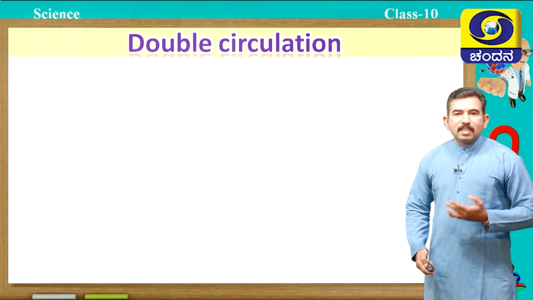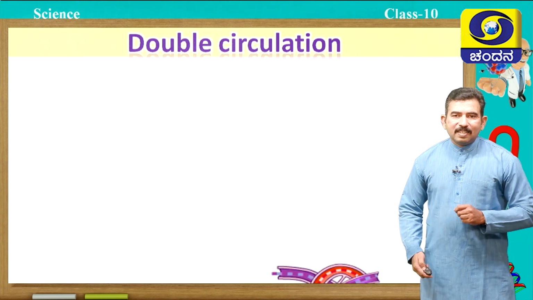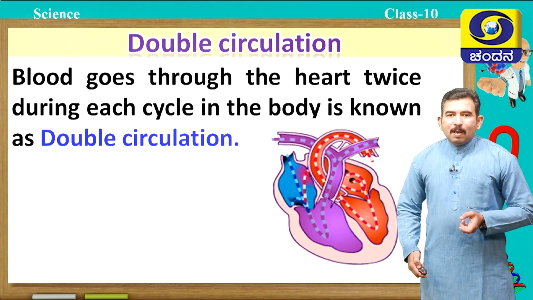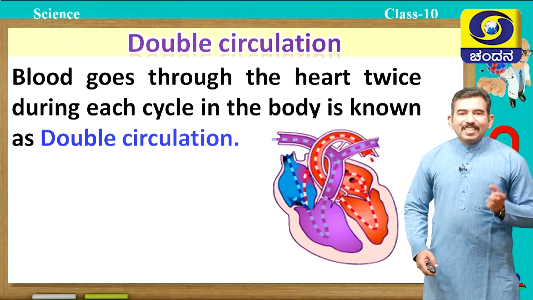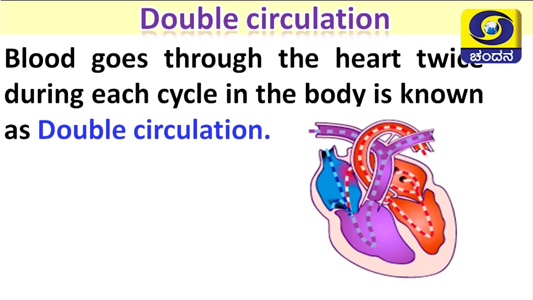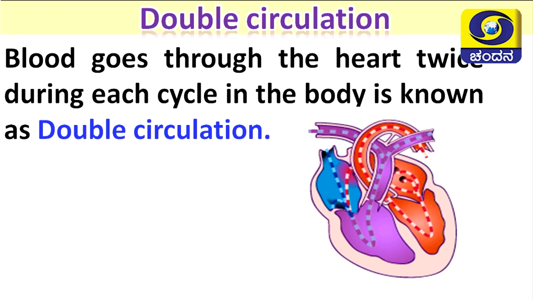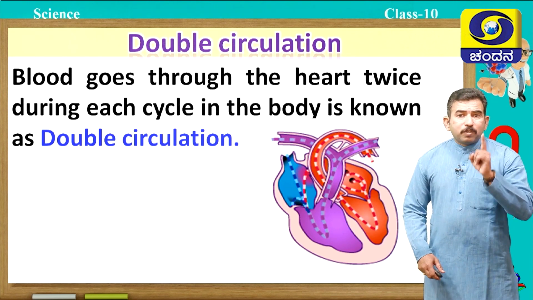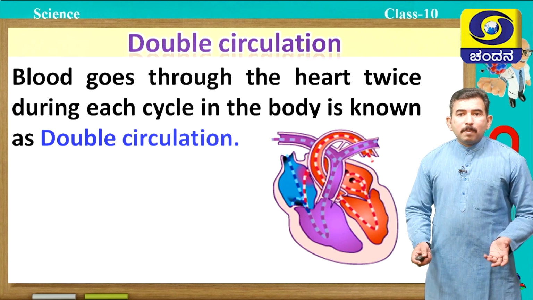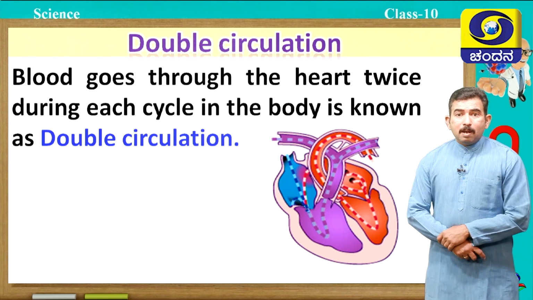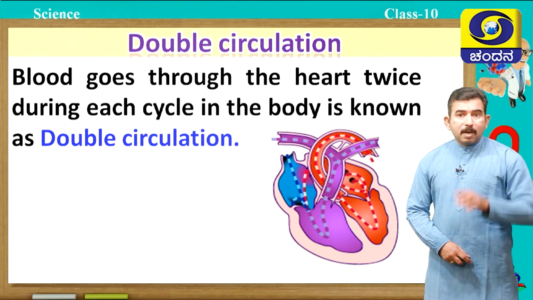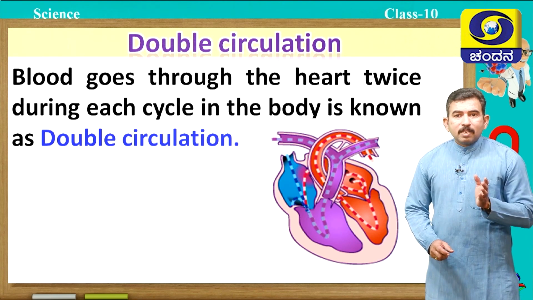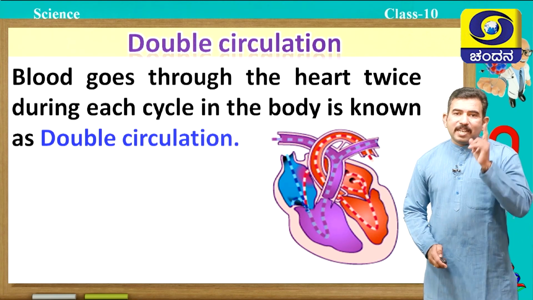Next, let us discuss double circulation. What do you mean by double circulation? Students, you are right. Blood goes through the heart twice during each cycle in the body, and it is known as double circulation. And remember, in fishes, the type of circulation is monocirculation because it possesses only a two chambered heart. But we human beings possess a four chambered heart. These chambers are separated by a septum so that no mixing of blood takes place.